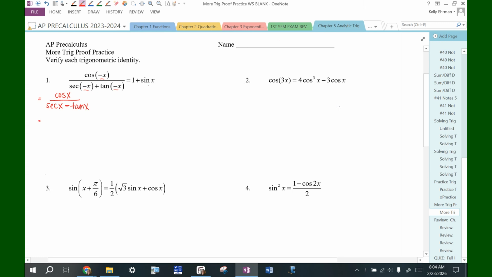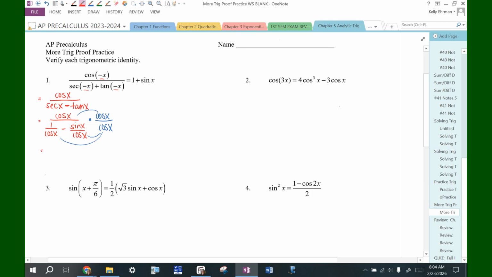And if I look at the right side, we're trying to just get 1 plus sine x. So we should rewrite these three trig functions to be in terms of sine and cosine. I'm going to rewrite secant as 1 over cosine x. Tangent is sine x over cosine x. I can either find a common denominator and multiply by the reciprocal, or I could just say I want to get rid of this complex fraction. So I'm going to multiply by cosine x over cosine x. That wipes out the complex fraction right away.